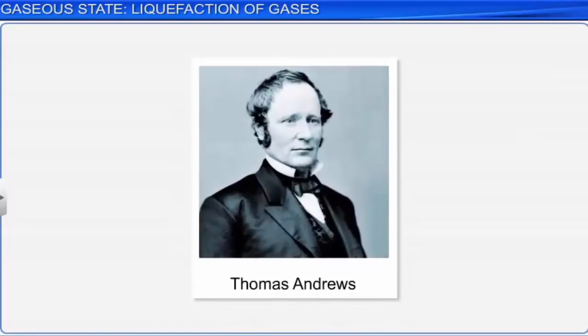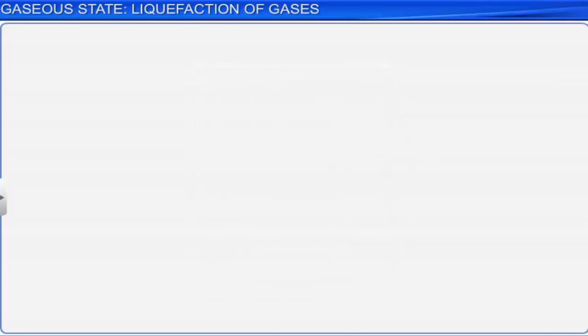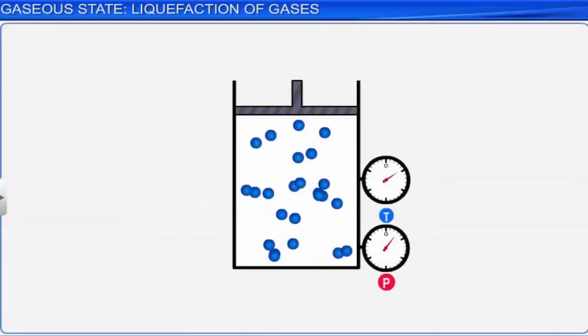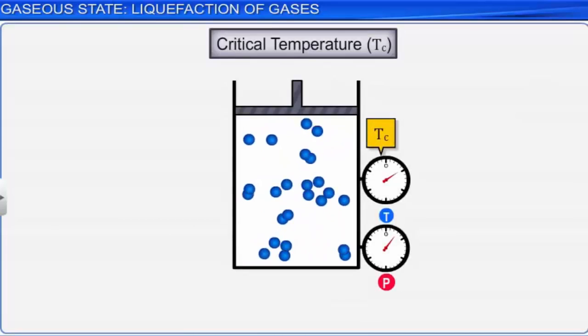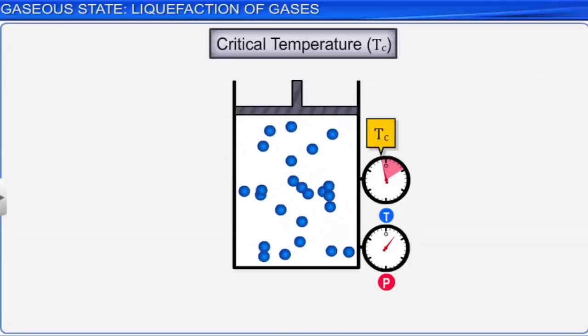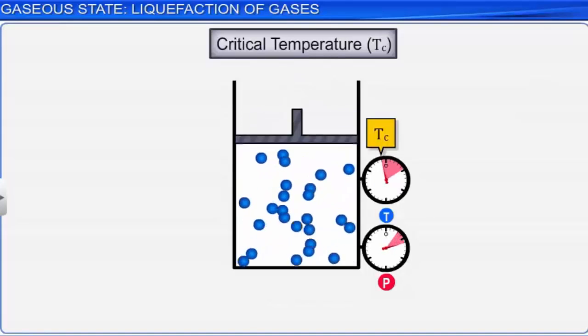Irish scientist Thomas Andrews studied the pressure and temperature conditions of liquefaction of several gases. He established that for every gas there is a particular temperature beyond which, no matter how high the pressure applied, a gas cannot be liquefied. This temperature is known as critical temperature. Critical temperature, Tc, can be defined as the characteristic temperature of a gas above which any increase in pressure will not result in the liquefaction of the gas.